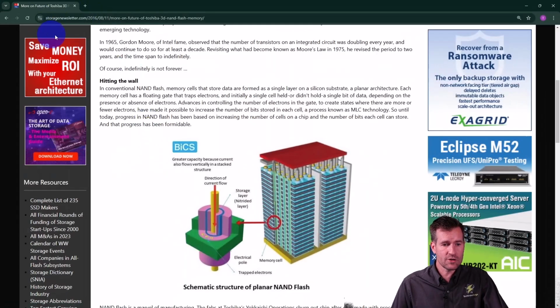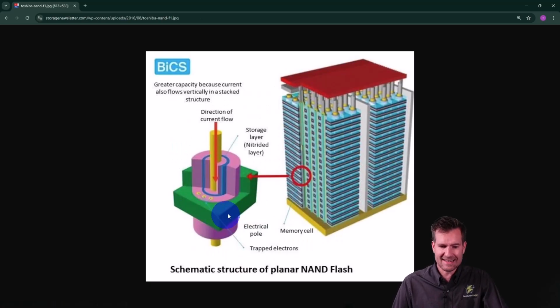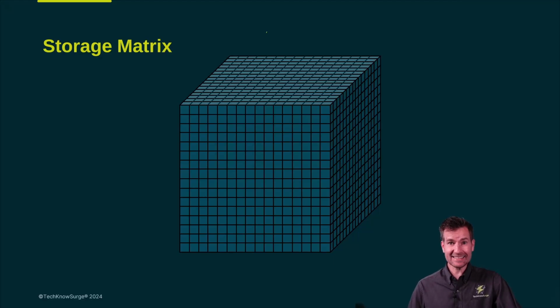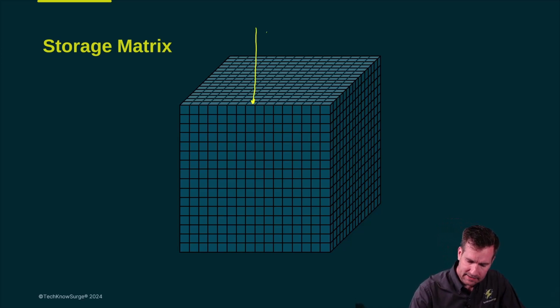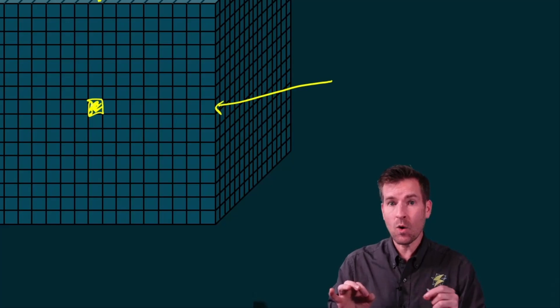I'm on storagenewsletter.com to show you a diagram that they have. And this diagram shows these cylindrical memory cells that we have right here. And remember, each one of these memory cells, right now we're at triple level cells, can store 3 bits of information. And then we stack them on top of each other, creating this matrix of data. And to access the data on any one of these cells within the matrix, we have to specify a certain X, Y, and Z coordinate in order to understand and read that piece of data. And so we go through and we are able to capture different data within this matrix.